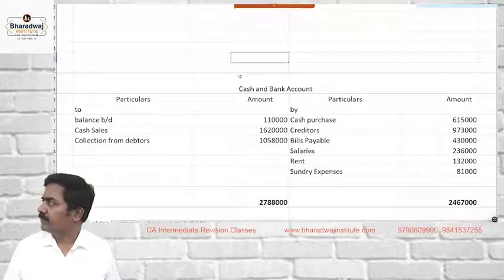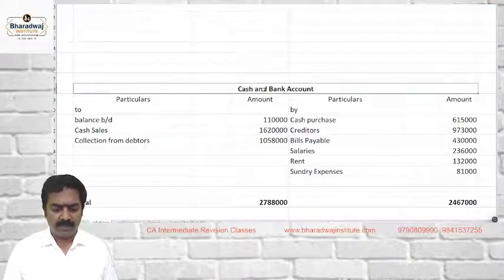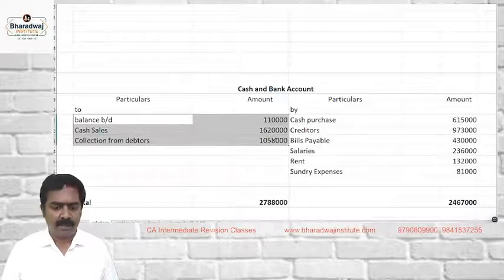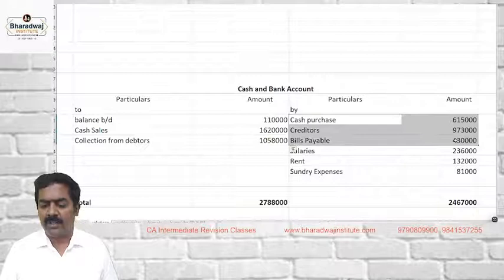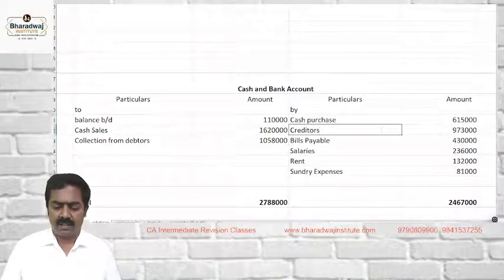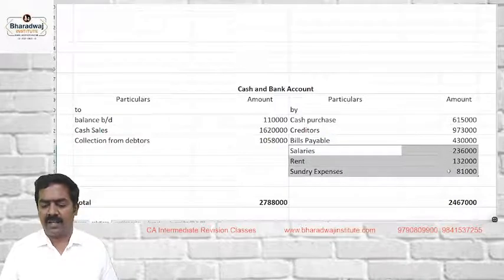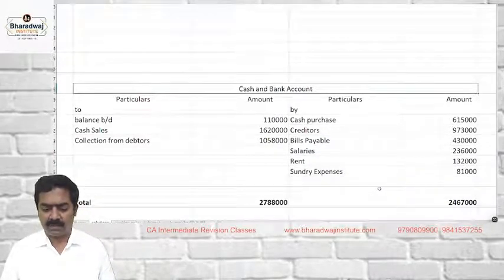A simple one. Cash and bank account, simple to prepare. Opening balance, cash sales and collection from debtors. Then cash purchases and payment to creditors, bills payable paid. This is a creditors payment, this is a bills payable paid. Salary, rent paid, sundry expenses paid. Tally this, you will get the closing balance.